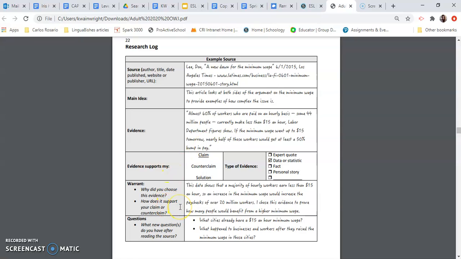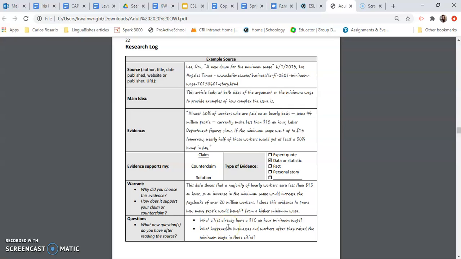The other thing that we want to do is think about the connection between your evidence and your claim. This is called the warrant. So this part is in your own words. You have to explain why you chose this evidence. How does it connect to your topic, to your claim? So you can see here in the example, I chose this evidence to prove how many people would benefit from a higher minimum wage. And then the last part is maybe from reading the article, you have some new questions about your source, about your topic. So you have some space here to write new questions.